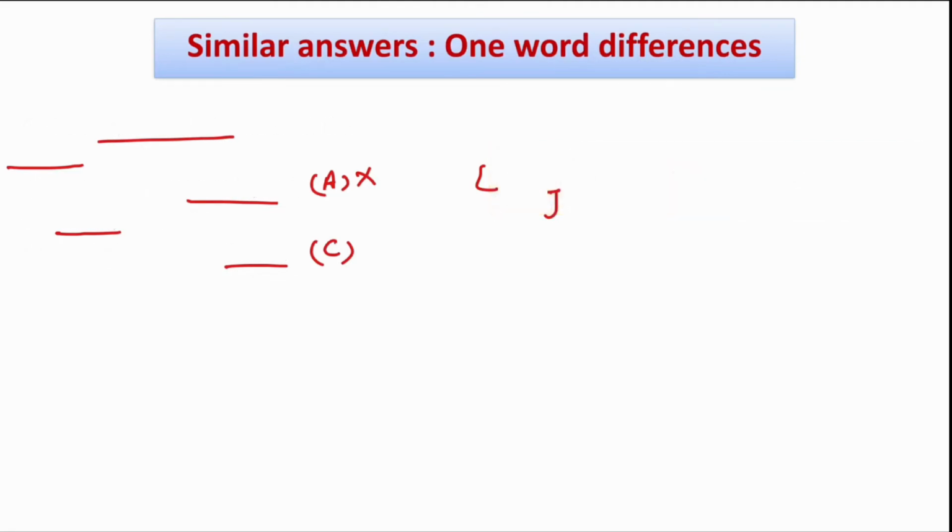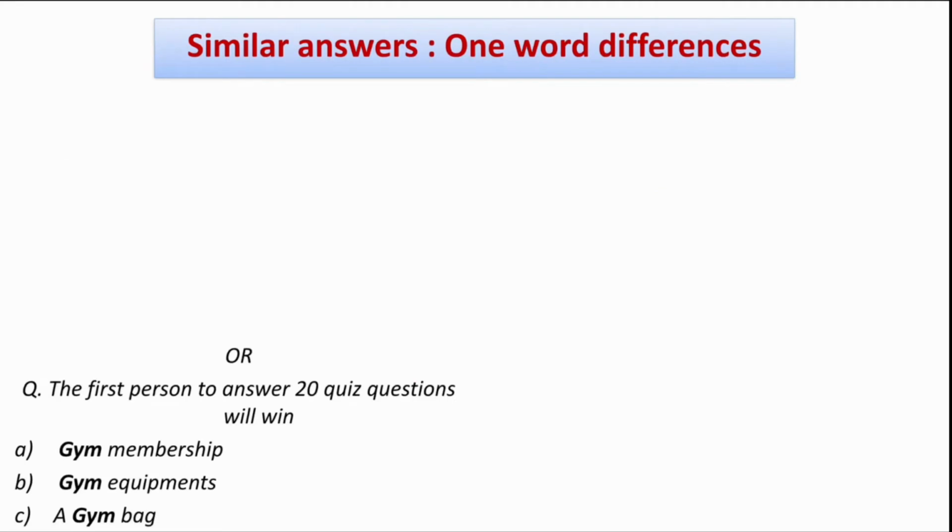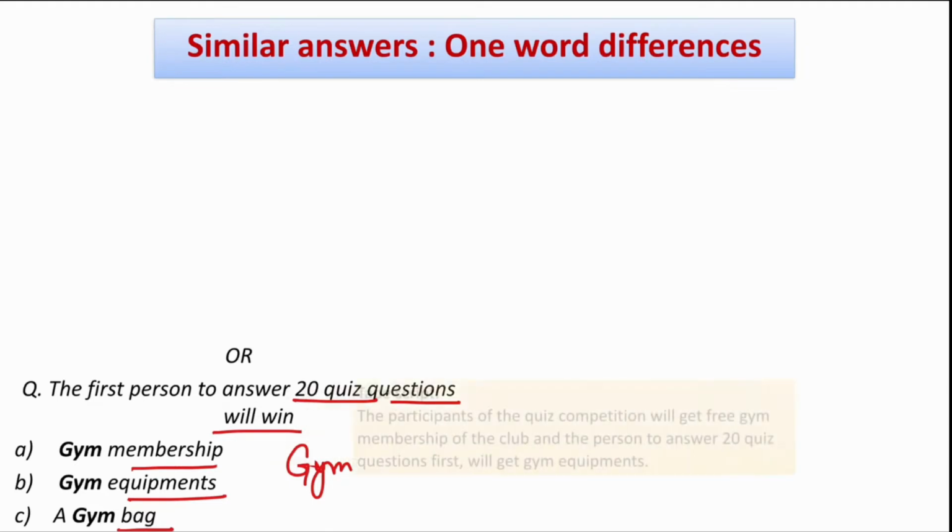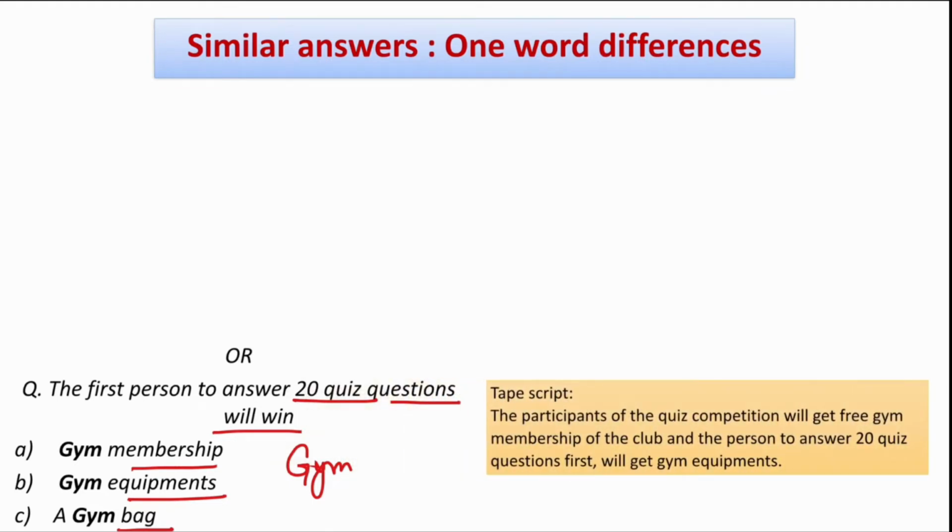Here I have another example. The question is saying, the first person to answer 20 quiz questions will win. Gym is the common word, so we will not mark this as a keyword. The keywords will be membership, equipment and bag. So if the audio is saying, the participants of the quiz competition will get free gym membership of the club, and the person to answer 20 quiz questions first will get gym equipment.